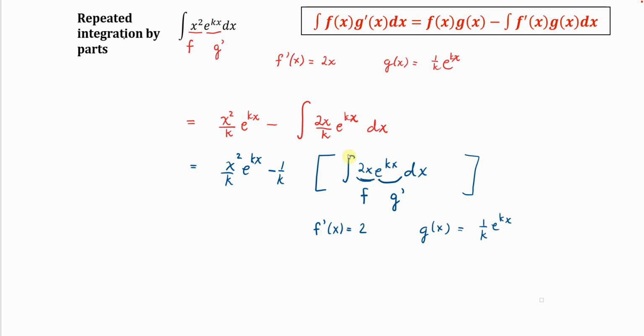So this antiderivative right here is equal to f times g. So f is 2x, g is 1 over k e to the kx, minus the indefinite integral of f prime, which is 2, times g, 1 over k e to the kx dx. And don't forget that all of this is wrapped in that square bracket. It's part of a greater answer right here, the entire problem.